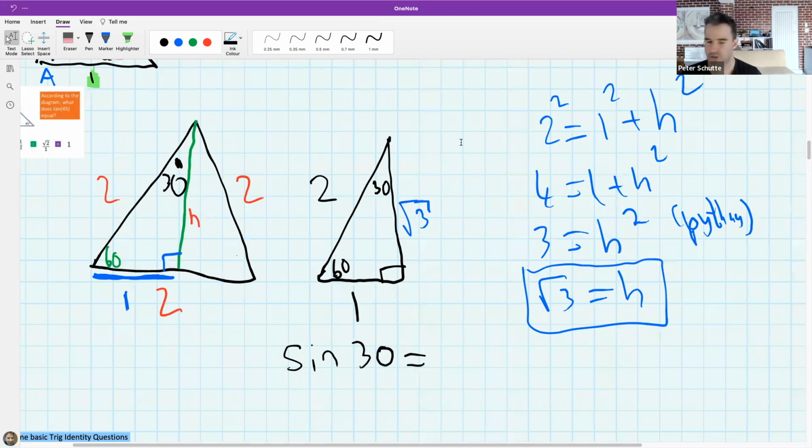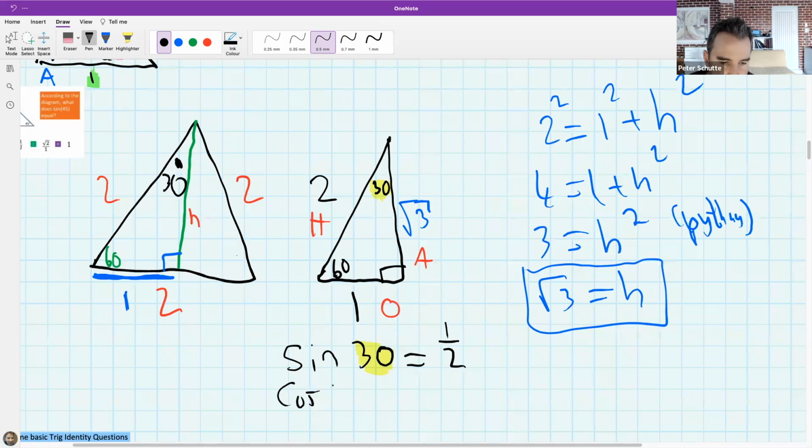So I'm looking at my triangle, and since the reference angle is 30, I need to make this the reference angle here, which makes this the O. Let me choose a different color. This is O, this is H, and this is A. So the sine of 30 should be O over H, which is 1/2. And we didn't even need our calculators.